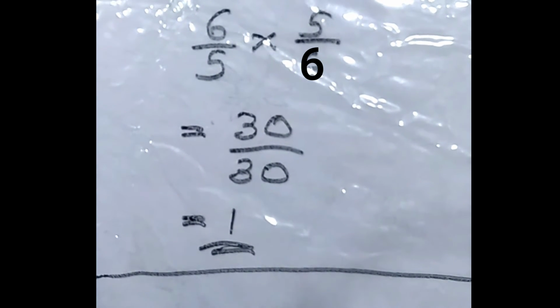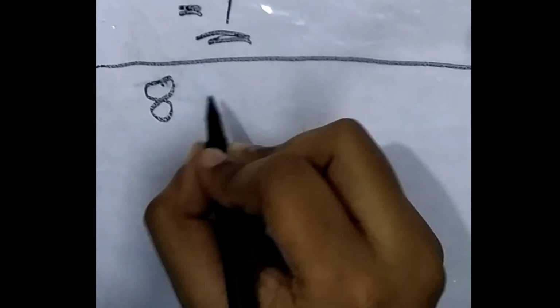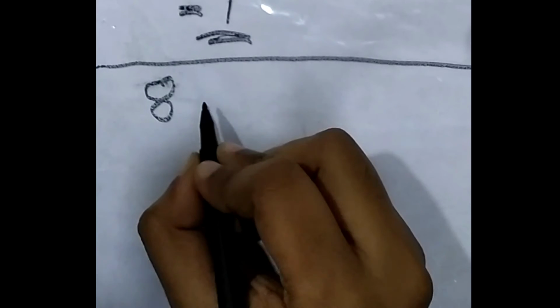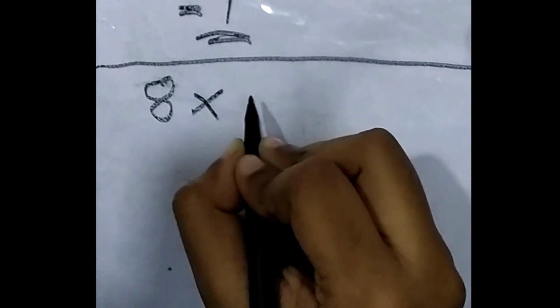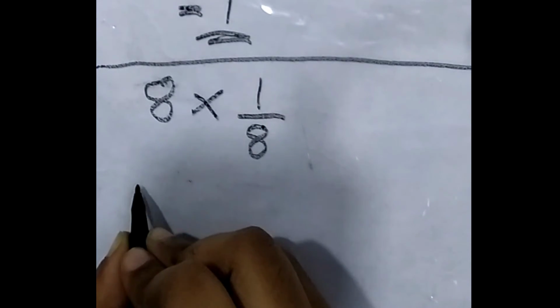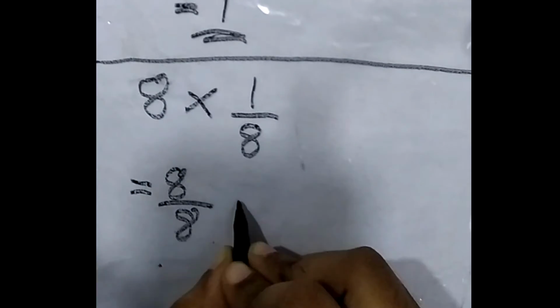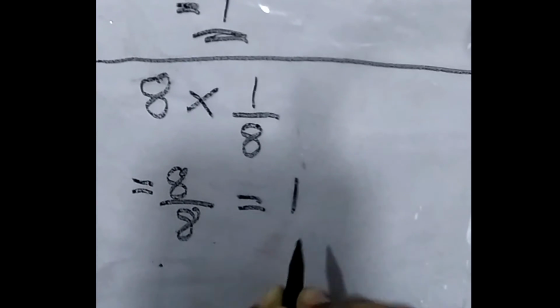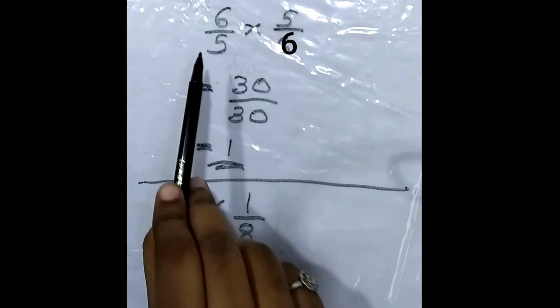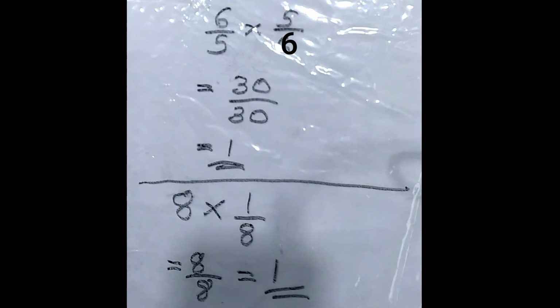See here, we have the number 8. Now we will multiply it with its reciprocal. What is the reciprocal of 8? The reciprocal of 8 is 1 upon 8. So what will be the answer? 8 ones are 8 upon 8. So here the answer is 1. So the product of a number and its reciprocal is always 1.